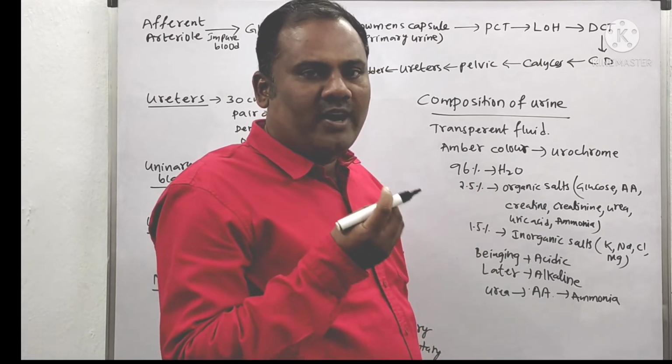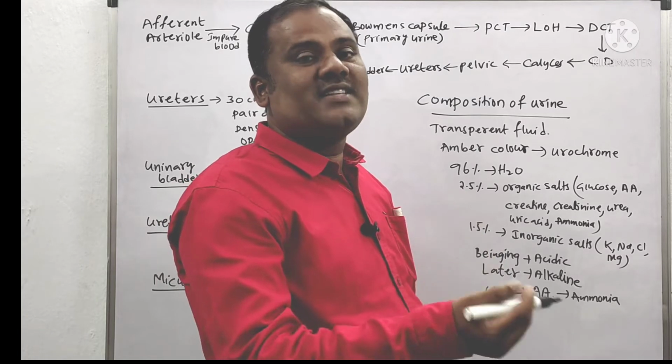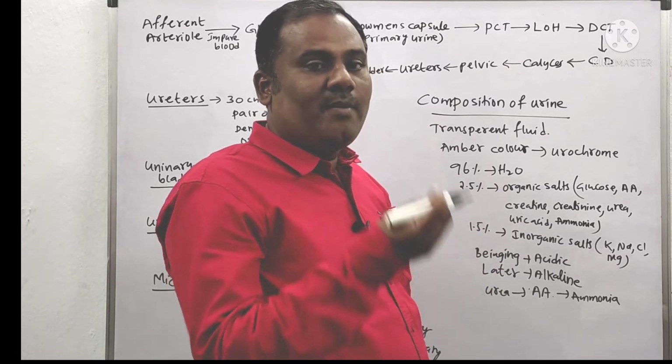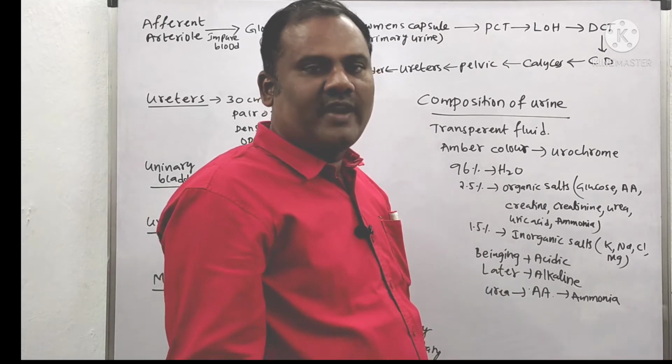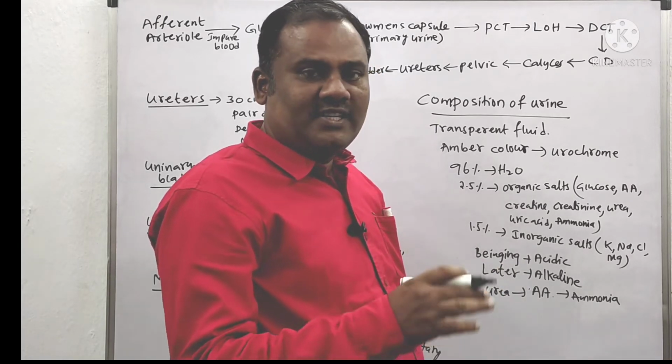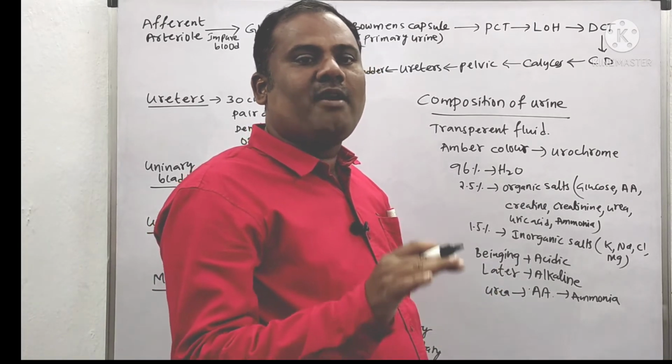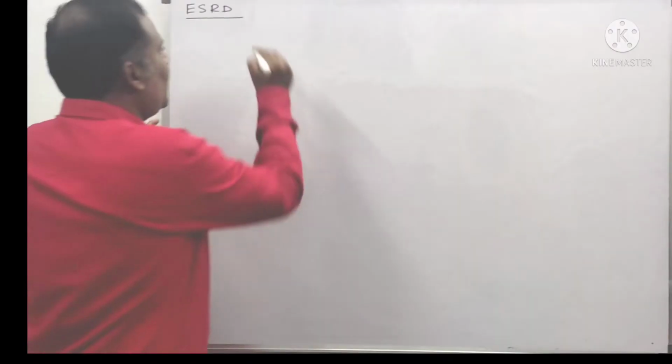But when you take more protein food, the amino acid levels may increase. If you take more carbohydrate, the glucose levels may also increase. And so it varies depending upon the type of food you consume.